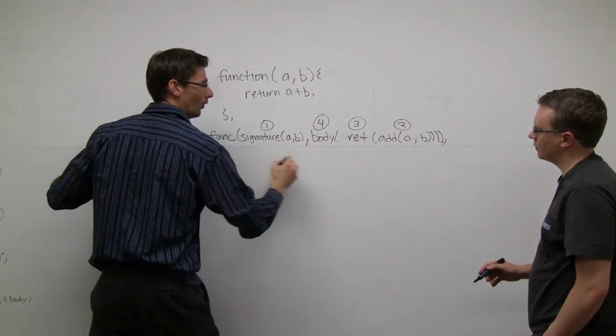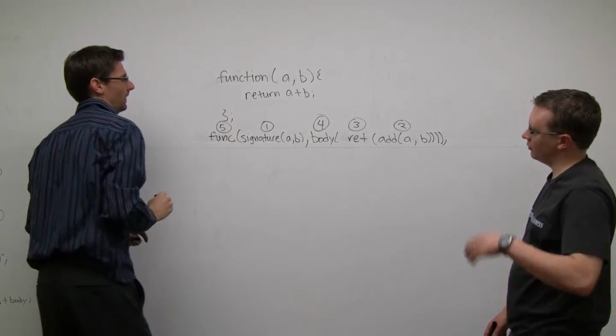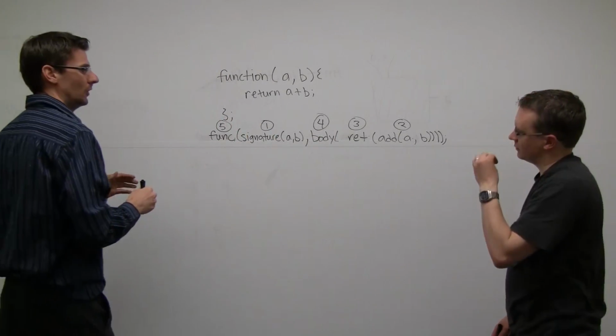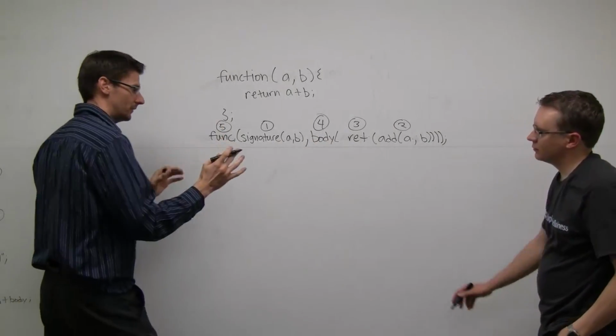Fourth, and then the whole thing. Finally, we'll evaluate the function. So this is the order in which we analyze the expression. So let's build the expression tree.